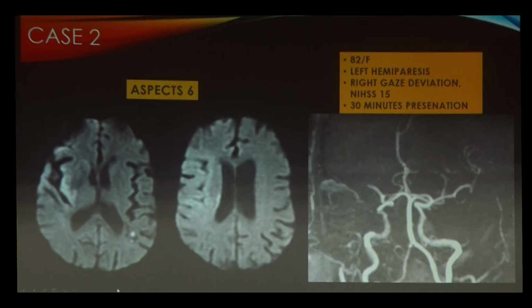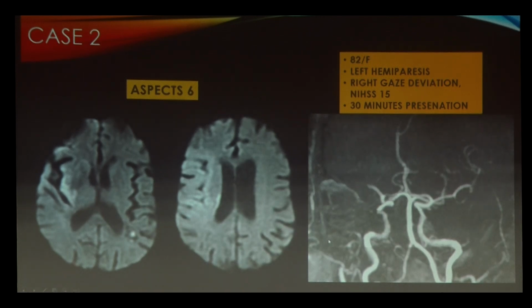This is another case. She is an octogenarian, 82-year-old female. She presented, this is also an in-hospital stroke, with 30 minutes presentation. NIHSS was 15. She had a left hemiparesis and right gaze deviation. This is the MRI done immediately, and it is showing a very early hyperacute stroke in the right MCA territory. ASPECTS is still 6.